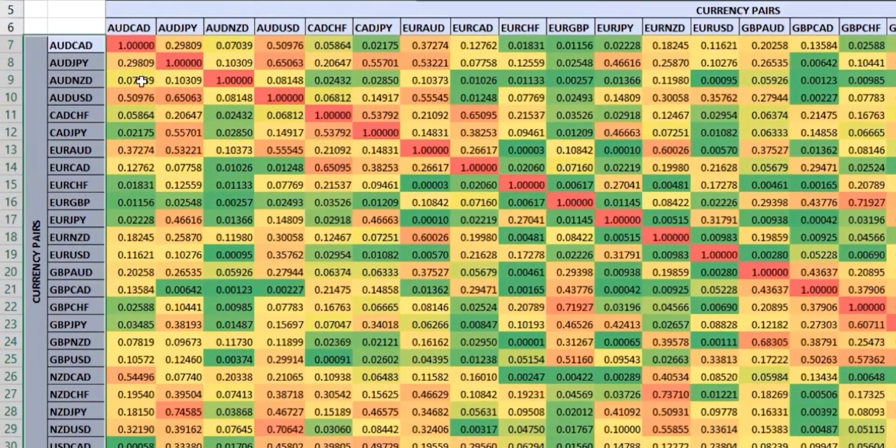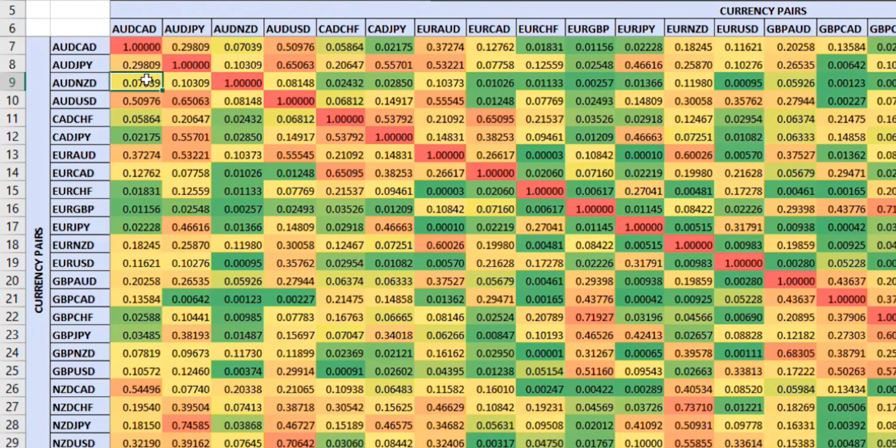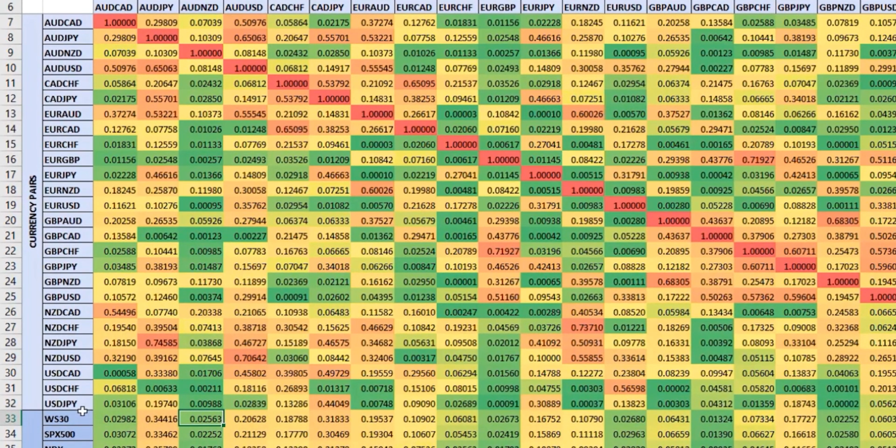So for example, this value you see me highlighting here is the R squared value, indicating the level of correlation between Australian dollar, New Zealand dollar, and Australian dollar, Canadian dollar. This cell that you see here is the correlation between the Dow Jones Industrial Average and Australian dollar, New Zealand dollar. Now, down the diagonal line that you see here, this is obviously one in every instance because it's simply measuring the correlation between the same asset.